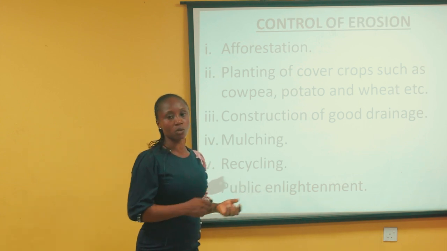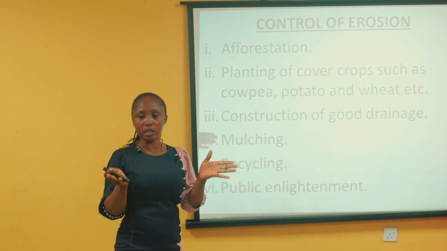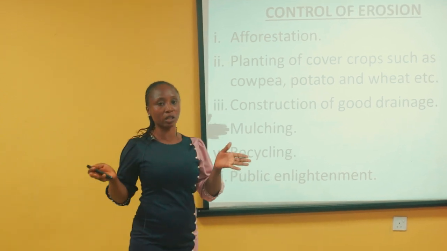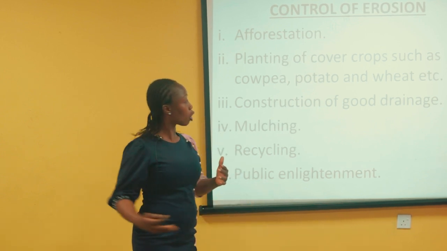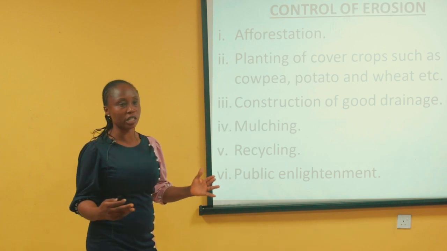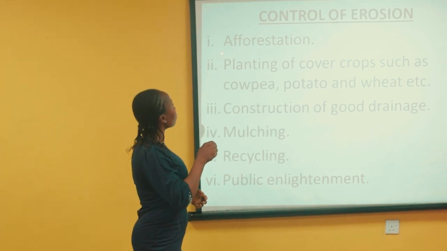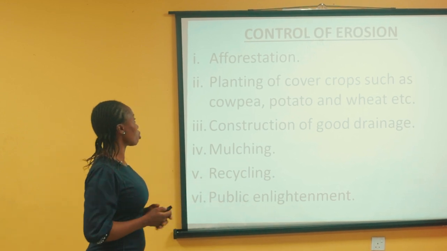What do these trees do? These trees serve as a wedge to the wind. They also serve as a blockage when water is carrying away the top surface of the soil. The trees can help to wedge it back. So we should plant trees around our environment to prevent erosion.